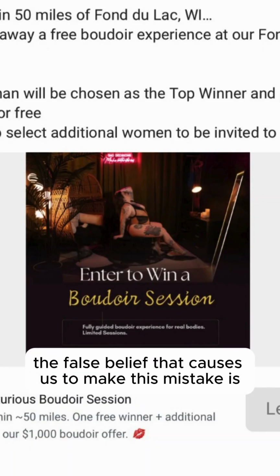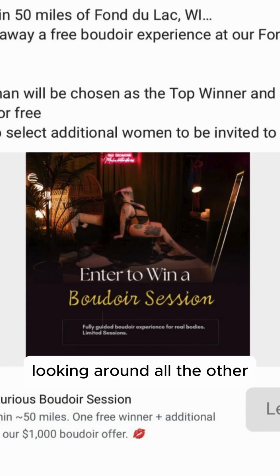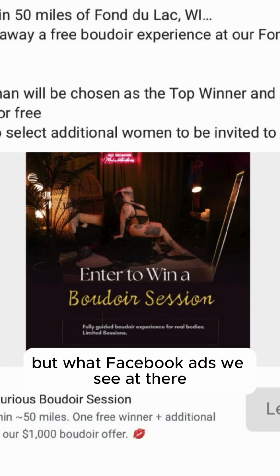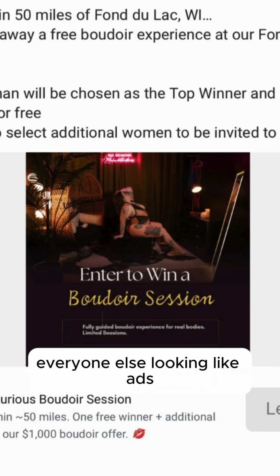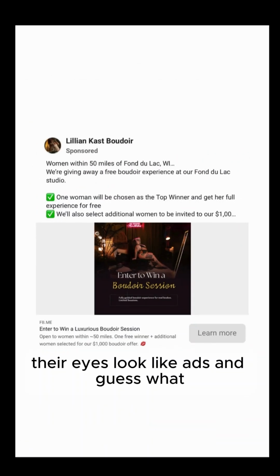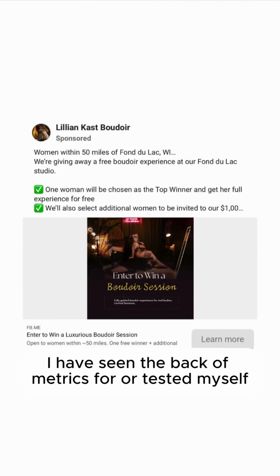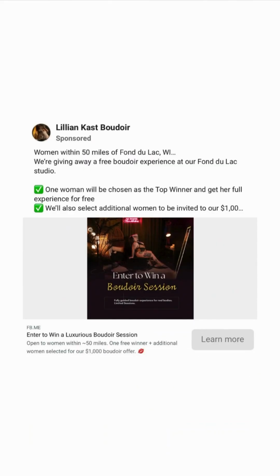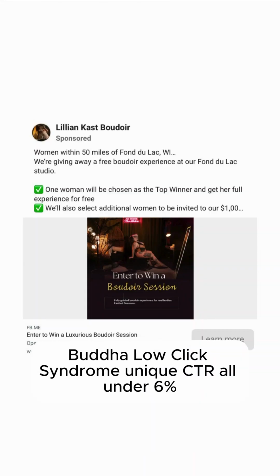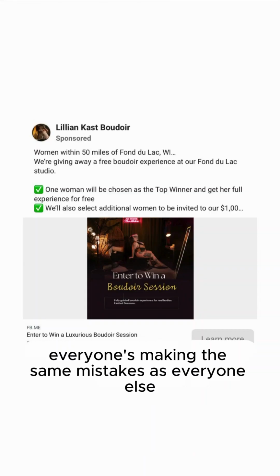The false belief comes from looking around at all the other boudoir Facebook ads out there and seeing everyone else's ads looking like ads. And guess what? Every other boudoir Facebook ad I have seen the back-end metrics for or tested myself has 100% had BLCS, boudoir low click syndrome, with a unique CTR under 6%. It's because everyone's making the same mistakes as everyone else.